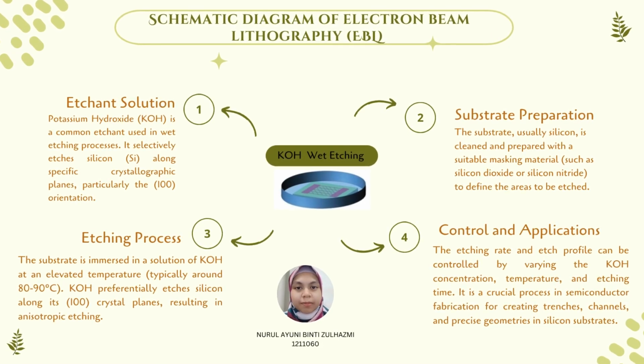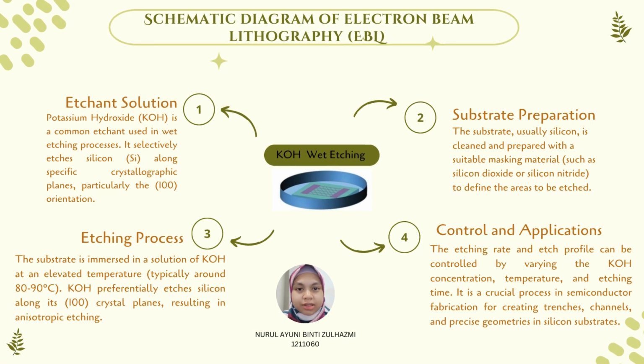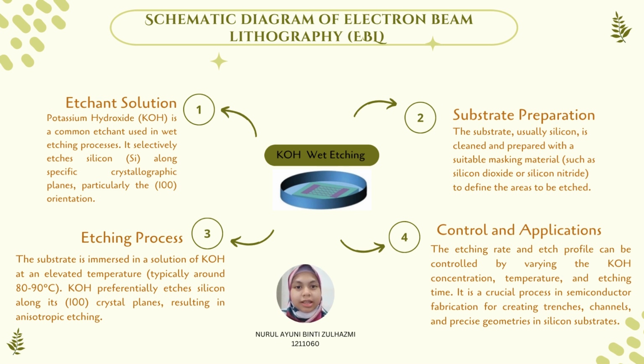KOH wet etching. First and foremost, the etchant solution. Potassium hydroxide KOH is a common etchant used in wet etching processes. It selectively etches silicon Si along specific crystallographic planes, particularly the 100 orientation. Second, substrate preparation. The substrate, usually silicon, is cleaned and prepared with a suitable masking material such as silicon dioxide or silicon nitride to define the areas to be etched.